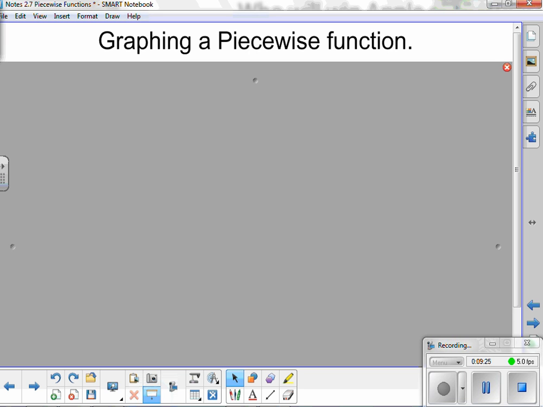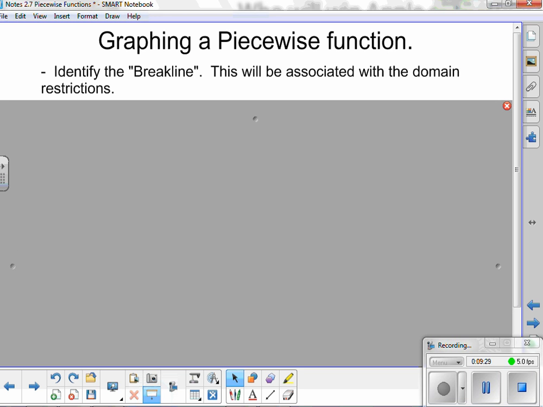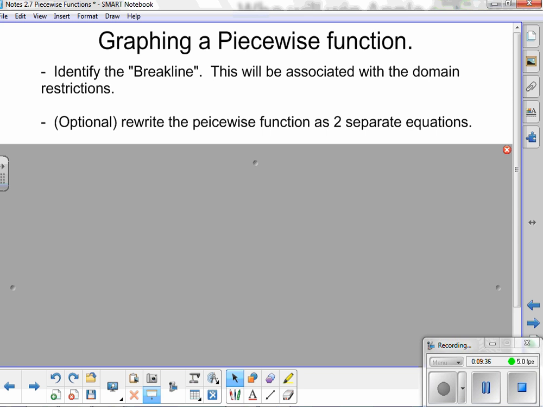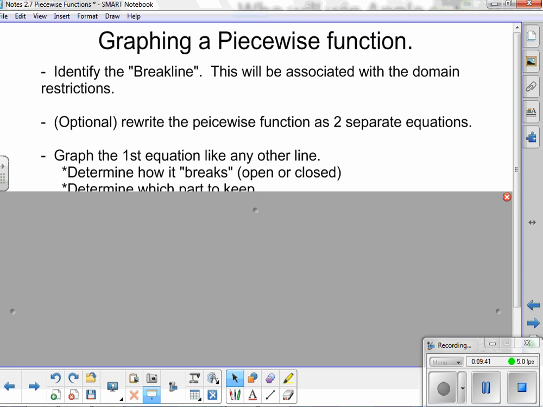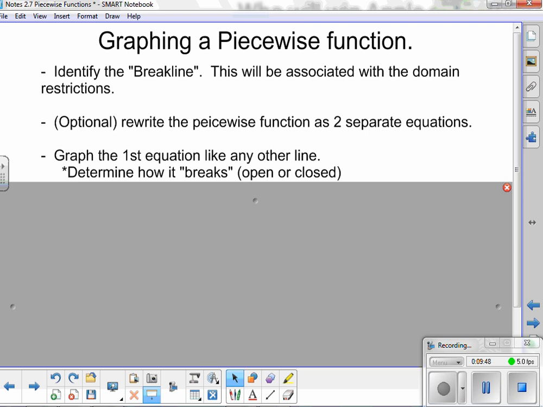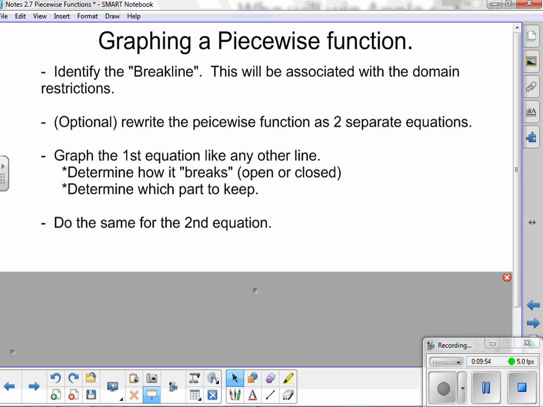Couple steps here. First, when graphing a piecewise function, identify what I call the break line. This will be associated with the domain restrictions. Next, this is optional, you don't have to do this, but you can rewrite the piecewise function as two separate equations. Third, graph the first equation like any other line, because we're in linear piecewise functions here. Determine how it breaks with an open or closed circle. Determine which part to keep, and then do the same for the second equation, and then that's it.